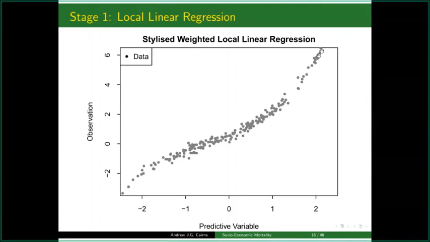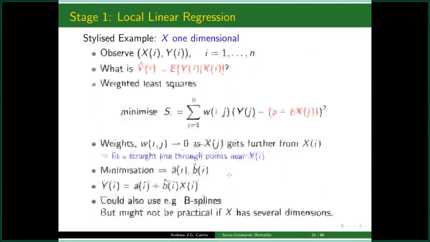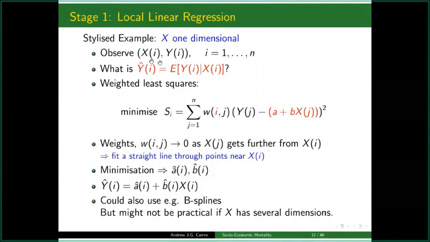Now, in this case, you can see that there's a certain shape to the outcome, the observation, in relation to the predictive variable. If we were to do something naive, like a standard linear regression, then clearly you could do a linear regression, but you wouldn't get a very good fit. So we want to try to do something different that captures the shape of this quite large data set. In this stylized example, we've got lots of these observations: the predictive variable x, and the observation y. What we want to do is estimate the expected value of y, given the predictive variable x. And we do that by weighted least squares.